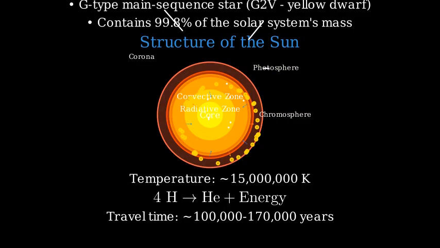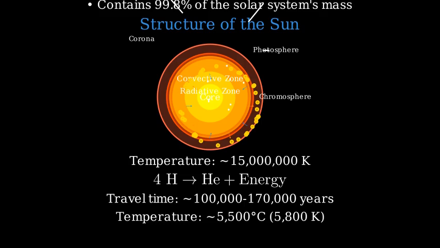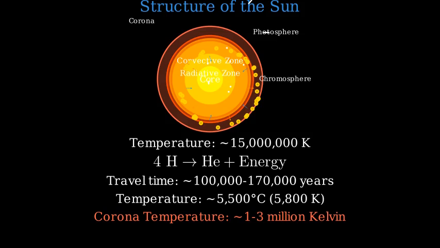The photosphere is the visible "surface" of the sun. I put surface in quotes because the sun doesn't have a solid surface like Earth does. It's all gas and plasma. The temperature of the photosphere is roughly 5,500 degrees Celsius. Above the photosphere is the chromosphere, which appears as a reddish glow during solar eclipses. Finally, the outermost layer is the corona, the sun's extended outer atmosphere. Interestingly, the corona is extremely hot, between 1 and 3 million Kelvin, much hotter than the photosphere beneath it.